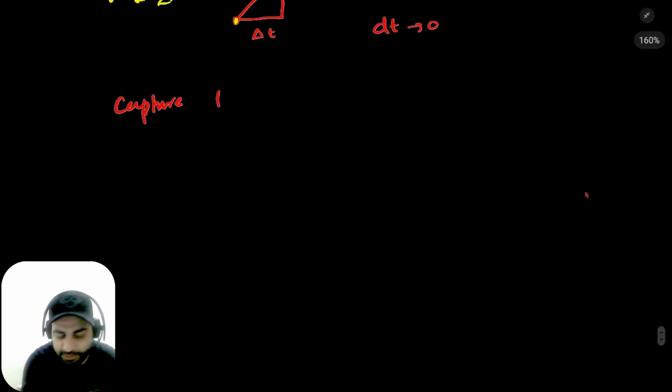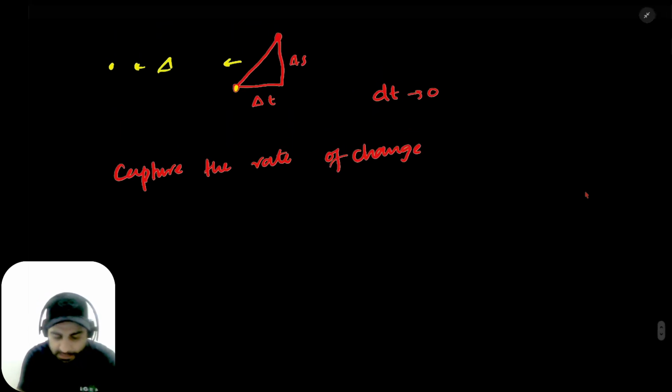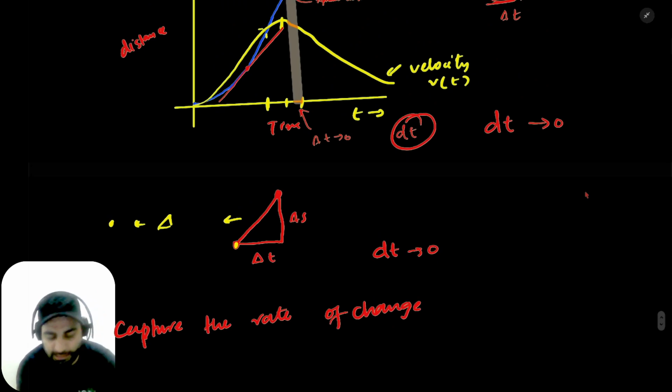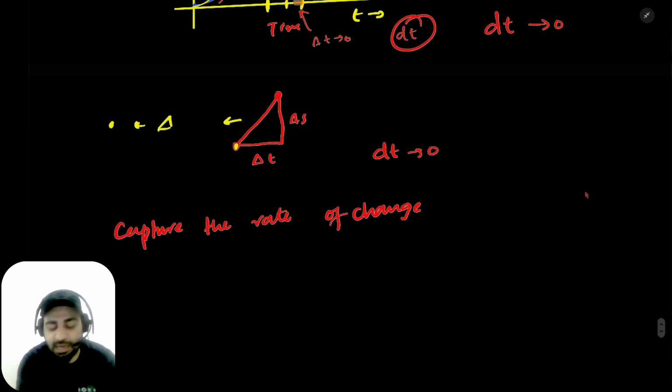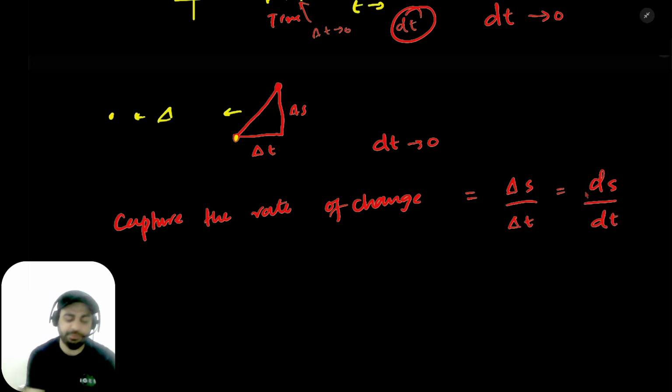Okay, in order to capture the rate of change, what I try to do is select a small delta t, that is this dt, and try to capture that. I got to know that this change in distance divided by change in time is how I capture it. I called it ds divided by dt. This is how I captured the small rate of change of distance with respect to time.